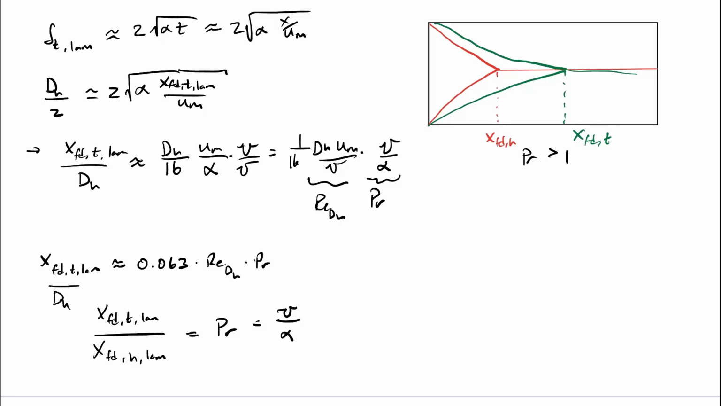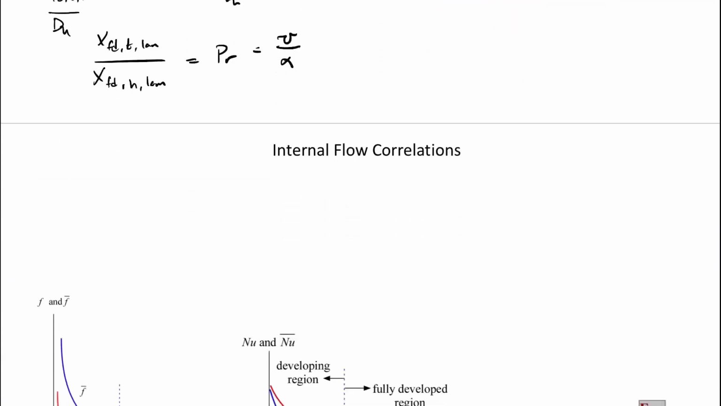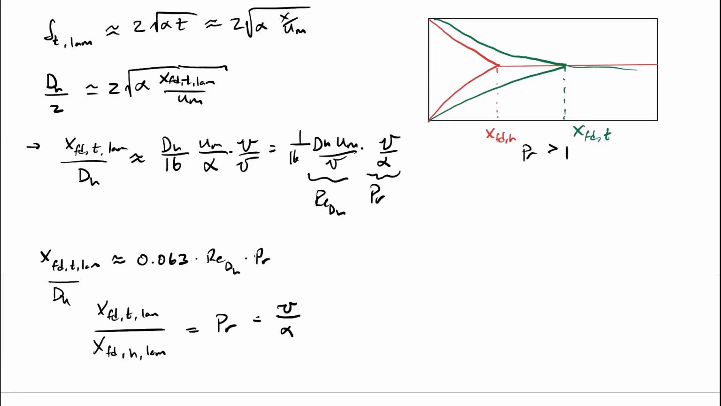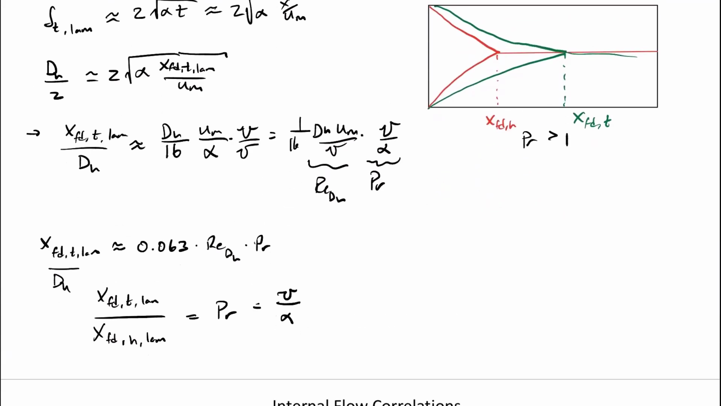Any questions on that? Okay, let's think about transition to turbulence here. I think I can do it down in the corner. So let's think about the transition to turbulence and how that affects the growth of the thermal boundary layer. So let's say we have a situation, and I'll draw another duct down here in the corner.